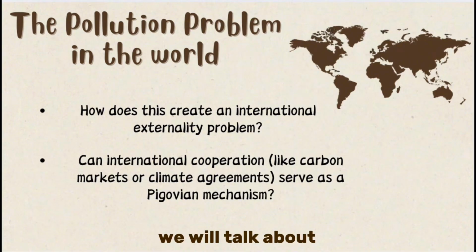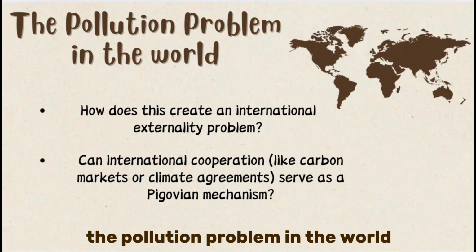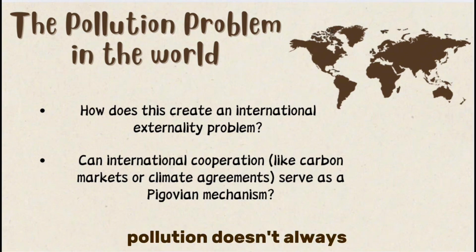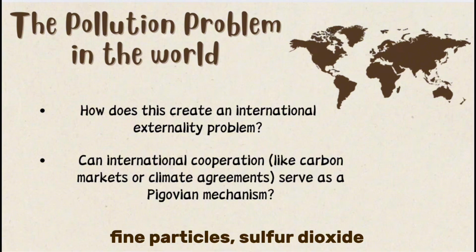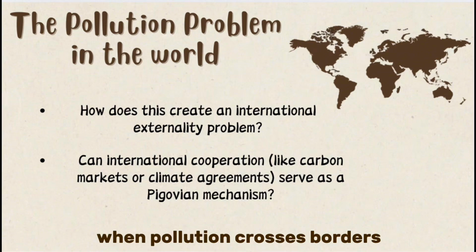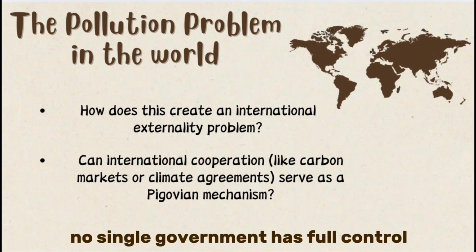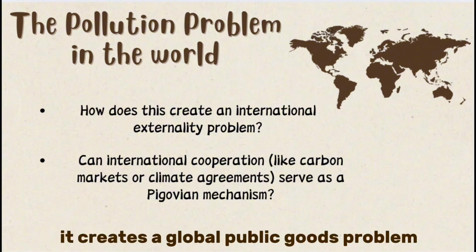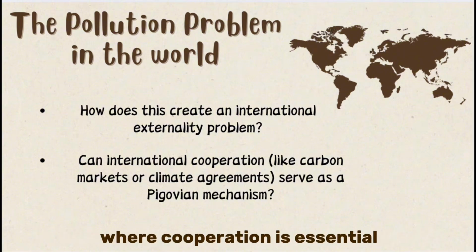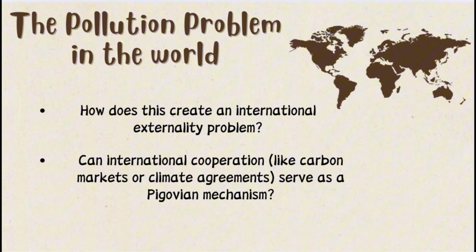Next, we will talk about the pollution problem in the world. Pollution doesn't always stay within national borders. Fine particles, sulfur dioxide, and carbon dioxide can travel across countries. When pollution crosses borders, no single government has full control, and this becomes an international externality. It creates a global public goods problem where cooperation is essential.